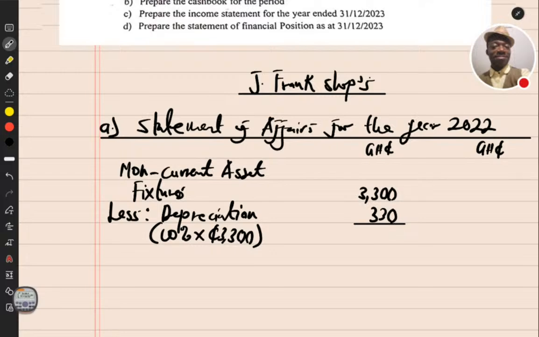So what do we get here? Here you're going to get 0, 7, then 9, then 2. So we're supposed to get 2,970. You can confirm that with your calculator and see if that is true.